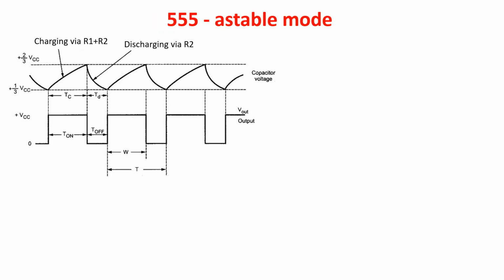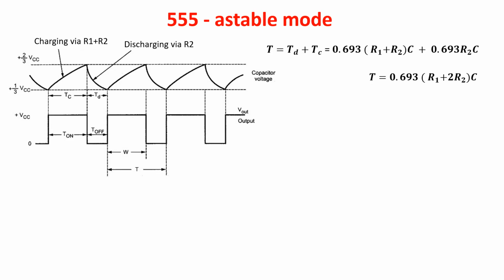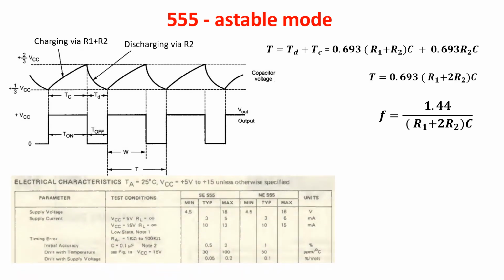So the oscillation period is this and the frequency is this. You see there isn't any relationship with the supply voltage, which has been cancelled out. The oscillation frequency depends only on R1, R2 and C. From the datasheet you see the accuracy is 0.5%. You see also the typical value of the drift with temperature is 30 ppm per degree C, and the drift with supply voltage is 0.05% every volt.